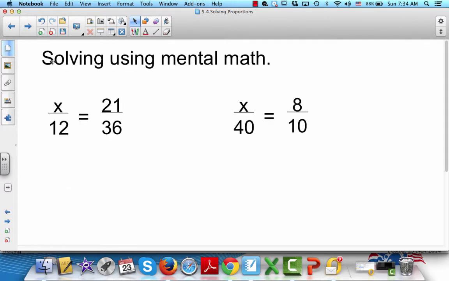The first one is going to be solving using mental math. Mental math is not as difficult as you might think it is. Look at this. You see something here that makes sense, don't you? 12 times 3 gives you 36. So what can I multiply by 3 and get 21? Well, the answer is 7, and you just solved that proportion.